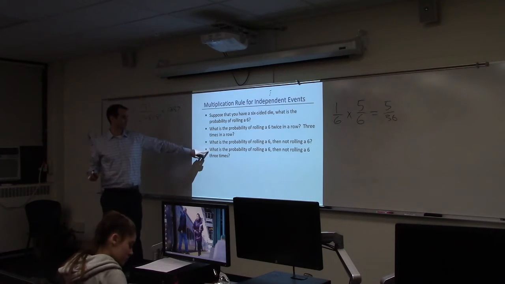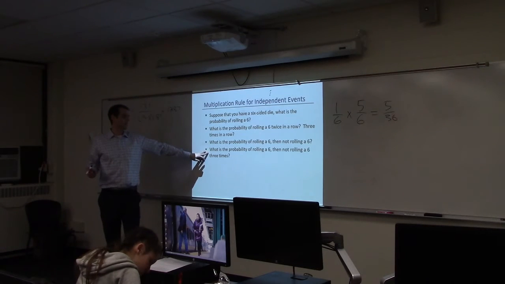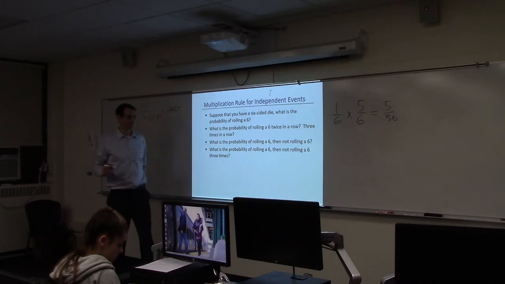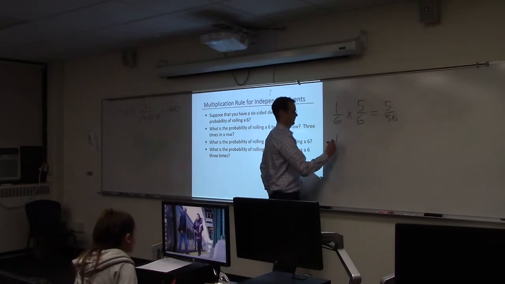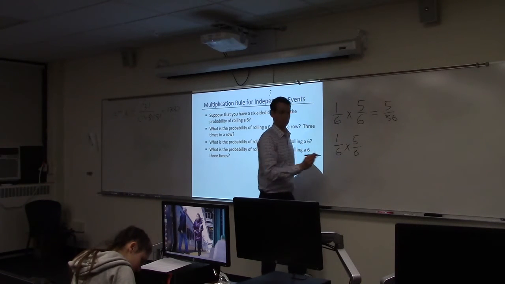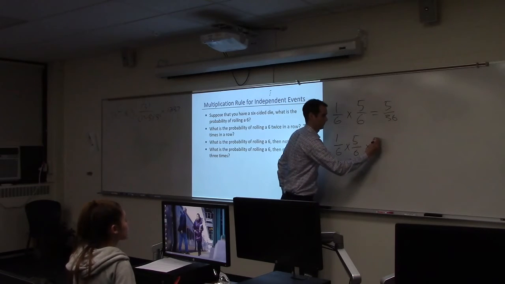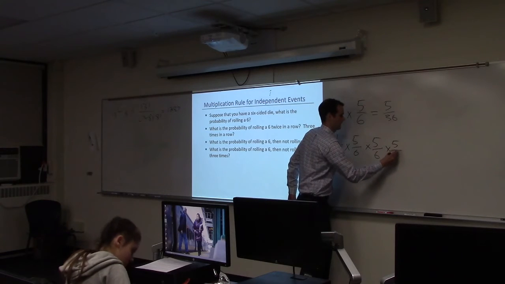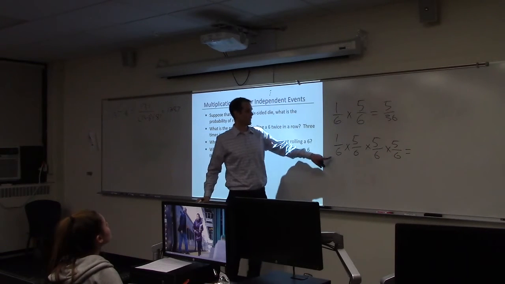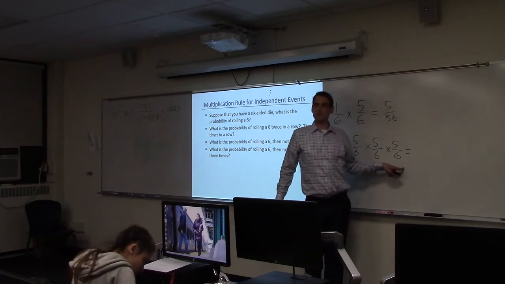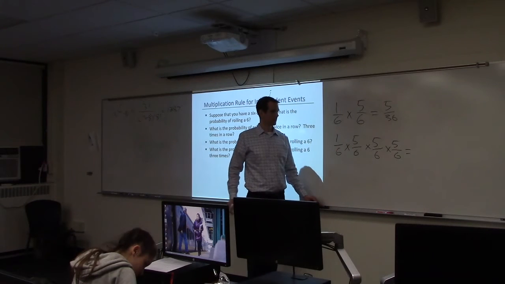All right. What is the probability of rolling a 6 and then not rolling a 6 three times in a row? So it would be 5 over 6 and 5 over 6. Like that? Yes. All right, that is correct. So the first time, probability of rolling a 6, not rolling a 6, not rolling a 6, not rolling a 6. 125.